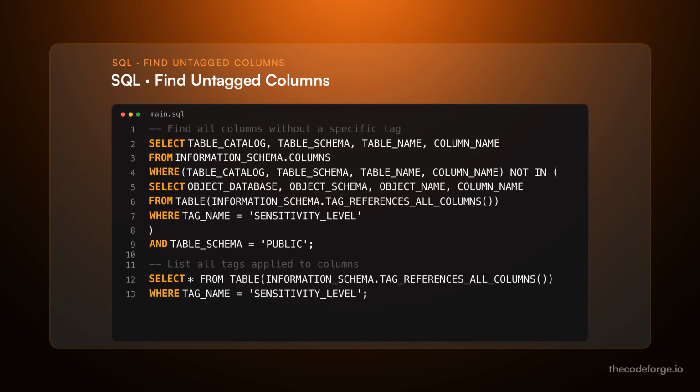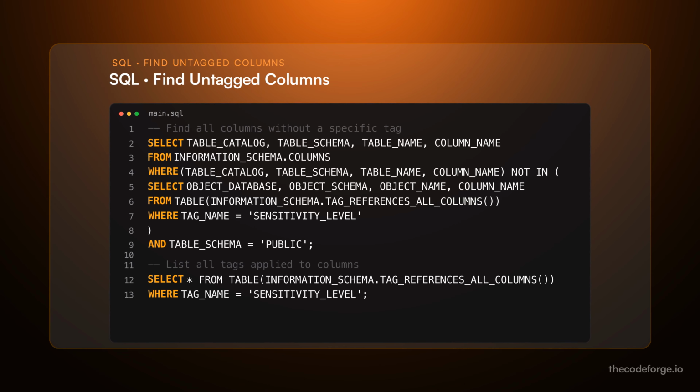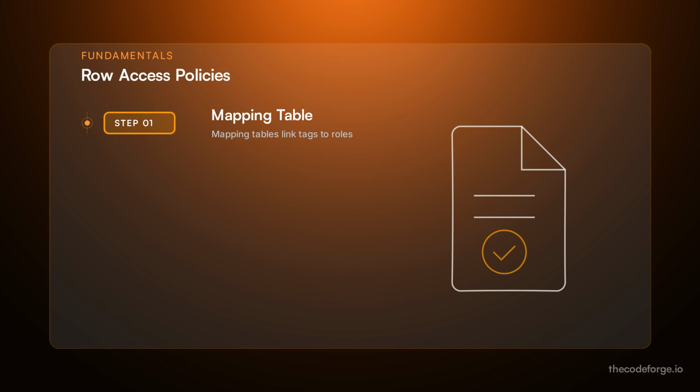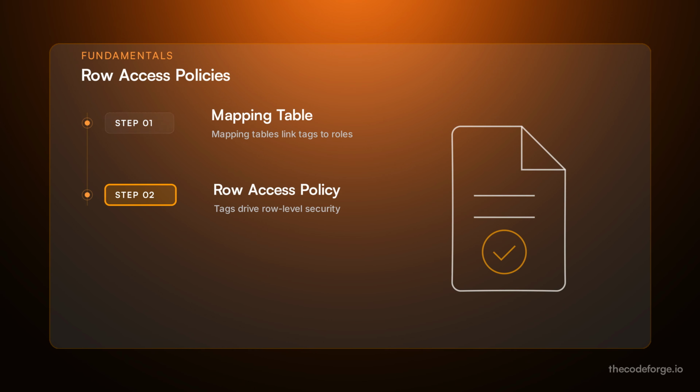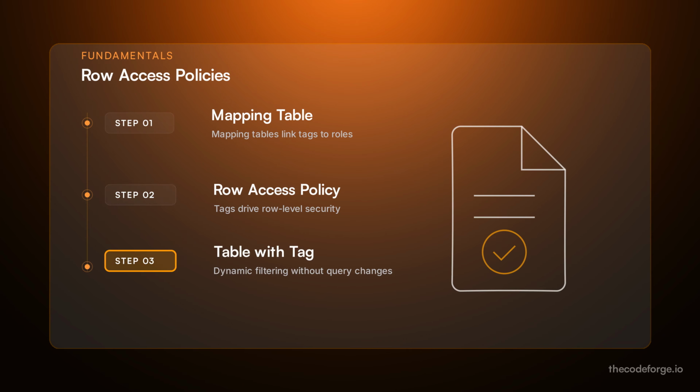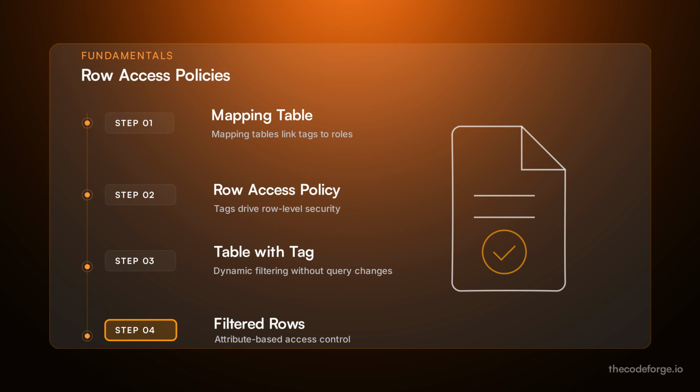This query uses tag references all columns to find all columns in the public schema that lack the sensitivity level tag. Use it to identify governance gaps. Tags can also drive row-level security via row access policies. For instance, if a table has a tag, region, on a column, you can create a policy that filters rows based on the user's region. This dynamic filtering happens automatically without any query changes. Combine with mapping tables to map tags to access privileges.